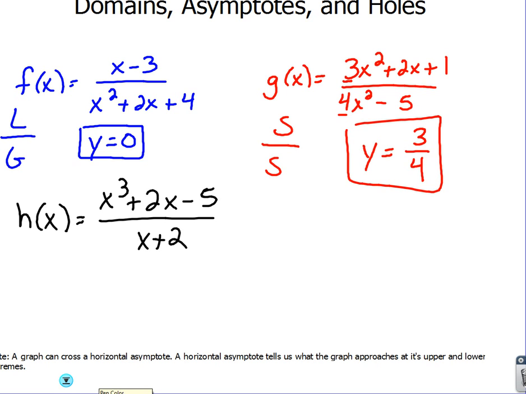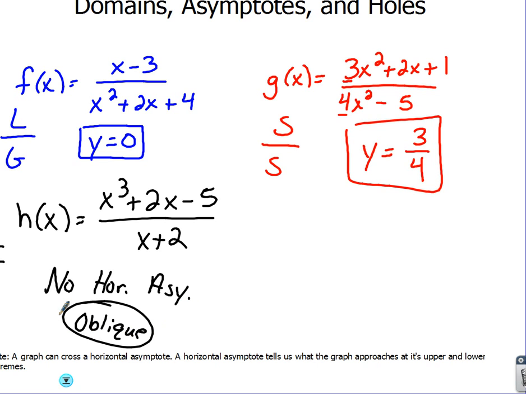Your last scenario: if the degree on the top is greater than the degree on the bottom, you will have no horizontal asymptote, but you will have what's called an oblique asymptote. And we'll talk about that in just a second. So again, there are 3 scenarios while you're writing it down.